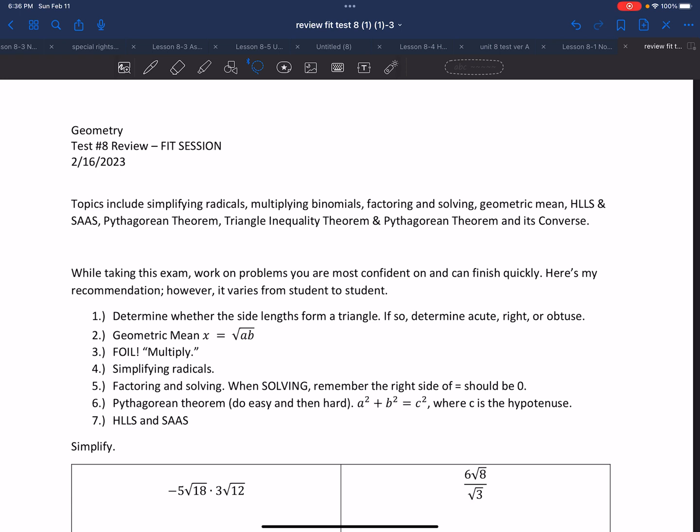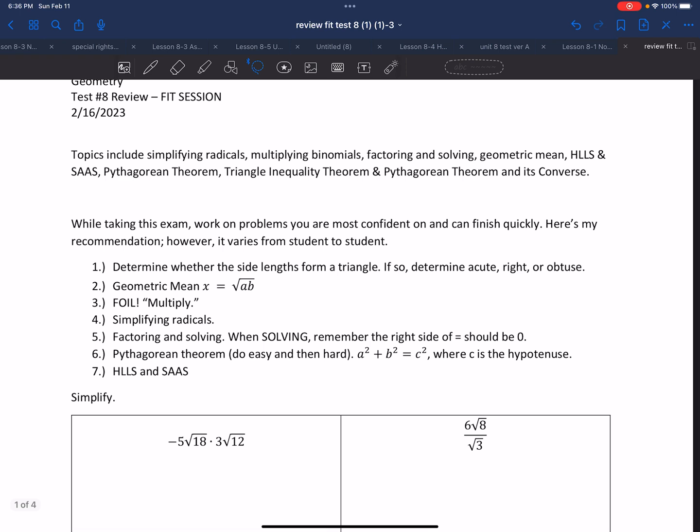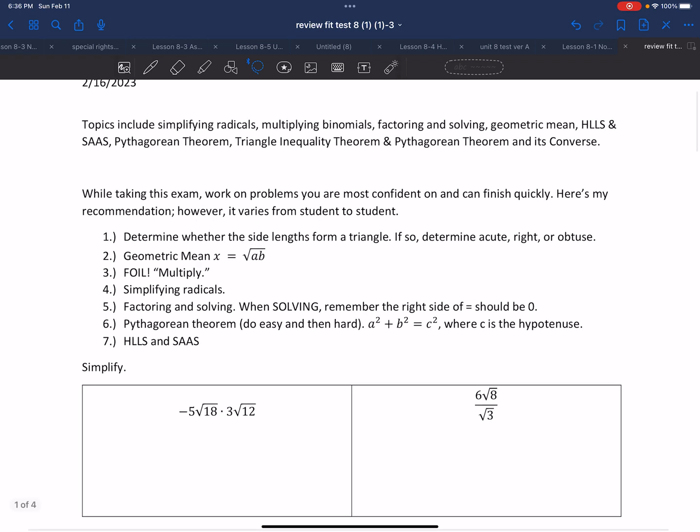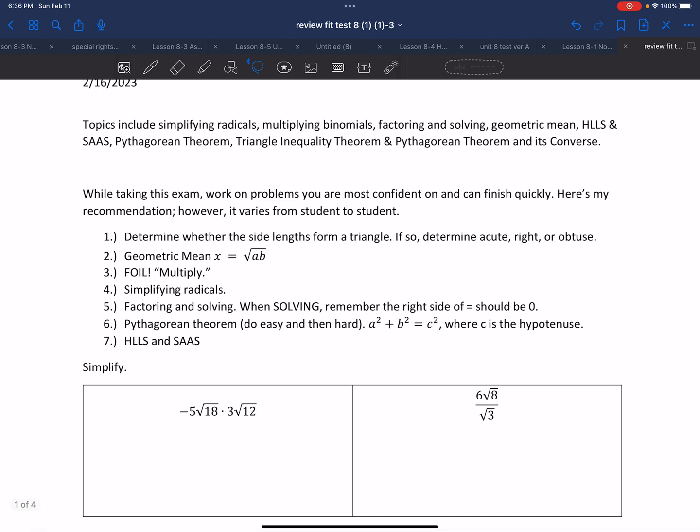So when you're taking this exam, work on problems you are the most confident on and can finish quickly. Here's my recommendation, and this varies from student to student. Number one, determine whether the side lengths form a triangle. Those are super easy. If so, determine acute, right, or obtuse. Number two, geometric mean: x is equal to the square root of ab. Number three, FOIL, multiply. Number four, simplifying radicals. Number five, factoring and solving. When solving, remember the right side of the equation should be 0.